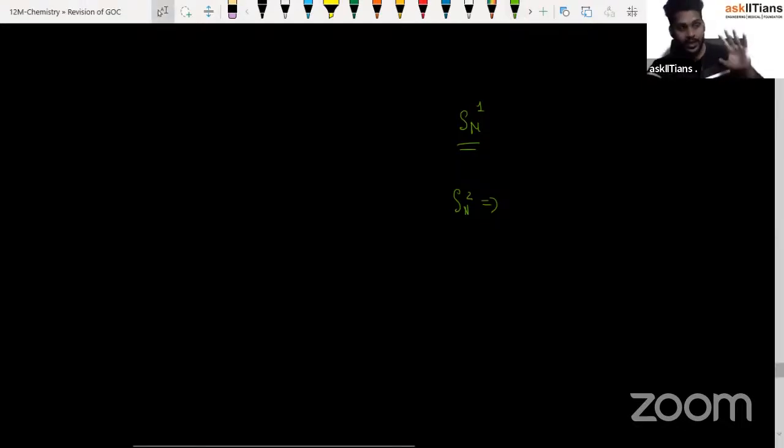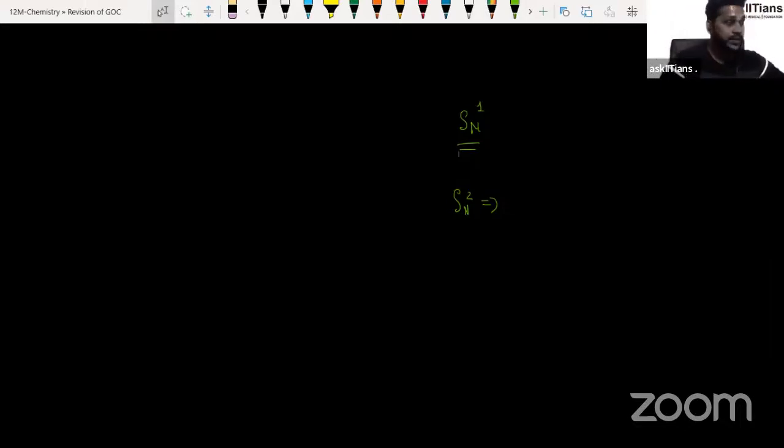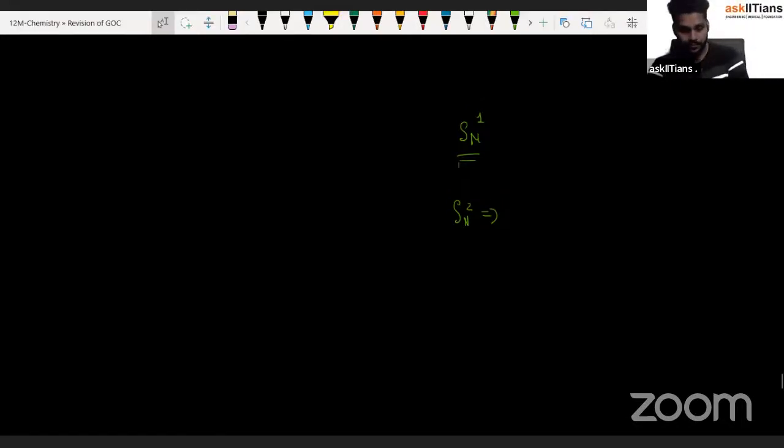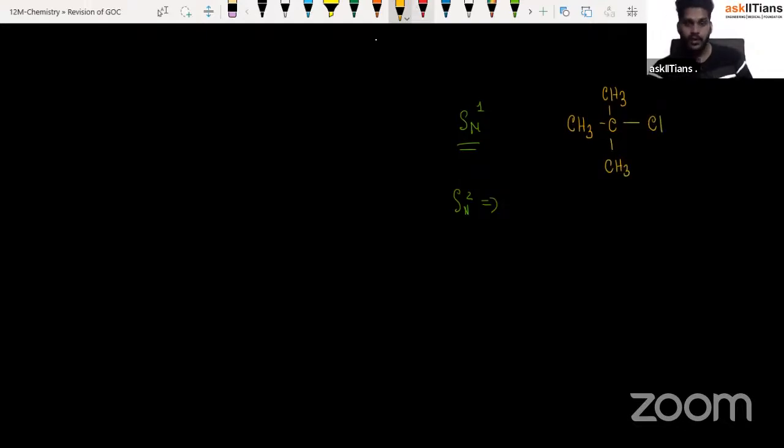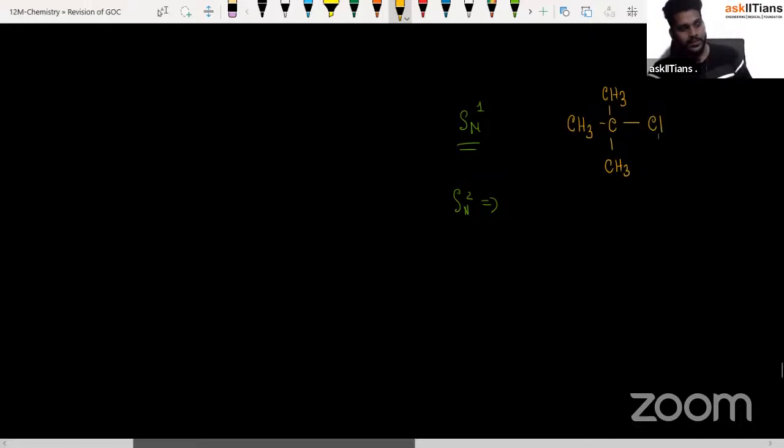So now, SN1 is substitution nucleophilic unimolecular. And SN2 is bimolecular, right? So I'll just ask you a simple question right now. Let's say I have a molecule which looks like this. If I ask you now, what kind of mechanism is it going to undergo?